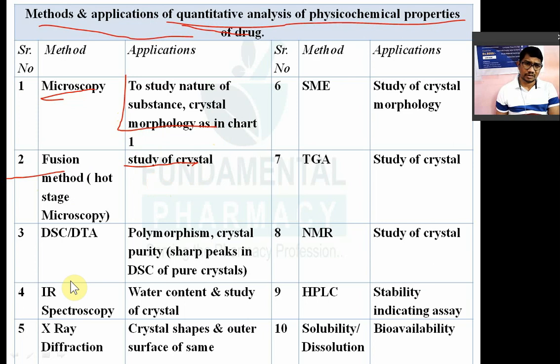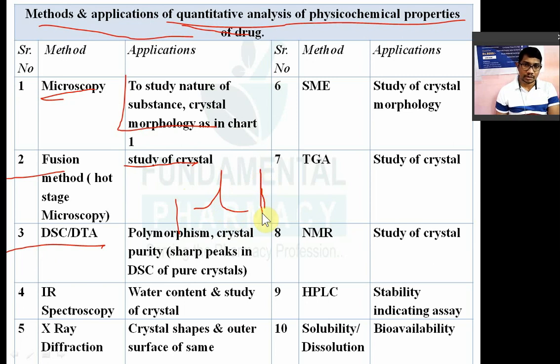Then DSC, DTA, differential scanning calorimetry, differential thermal analysis. They are used to study polymorphism and crystal purity. A question has already come on this: crystal purity, sharp peak in the DSC. If a sharp peak comes in the DSC, this would be a broad peak, and this is a sharp peak.